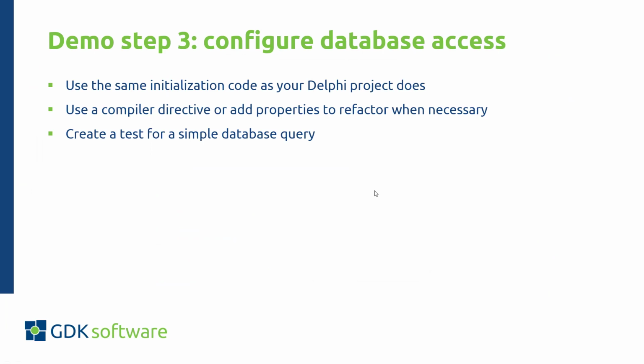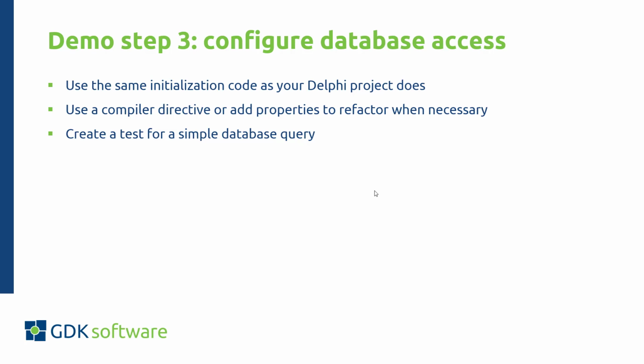Our unit test project is created and linked to our application. Now we want to have the database access like in the normal Delphi application. So just use the same initialization code as your Delphi project does, because then the code behaves the same as your application. Sometimes it's necessary to use a compiler directive to skip some code, especially when it raises some windows, where you have to fill in authorization or whatever. But mainly you can use the same initialization code.